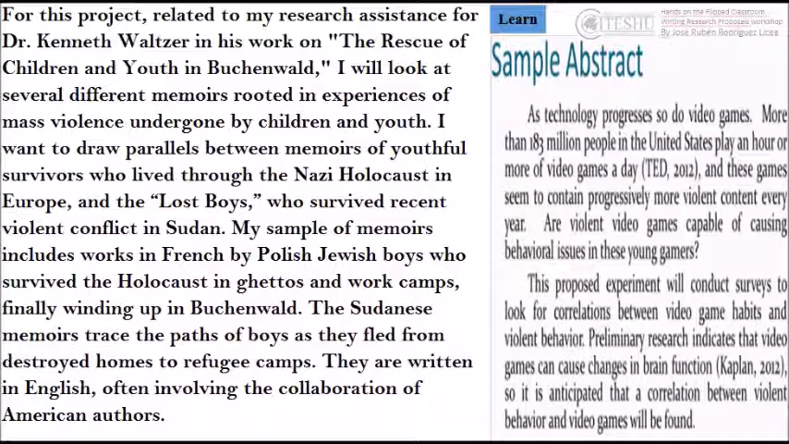My sample of memoirs includes works in French by Polish Jewish boys who survived the Holocaust in ghettos and work camps, finally winding up in Buchenwald. The Sudanese memoirs trace the paths of boys as they fled from destroyed homes to refugee camps. They are written in English, often involving the collaboration of American authors.